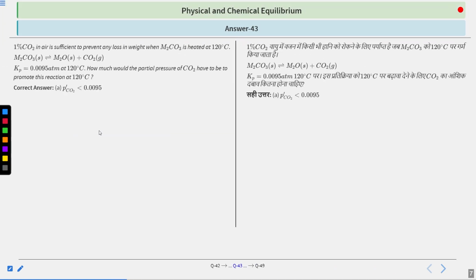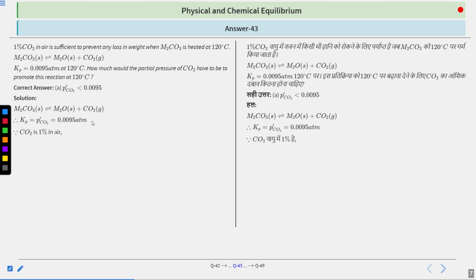For those who have solved it, the correct answer is A, P dash CO2, that is pressure of CO2 is less than 0.0095. Solution says that the given reaction is saying that our M2CO3, which is solid, is dissociating to give us M2O, a solid, and CO2, gaseous. Now Kp is equal to pressure of CO2. Why? Because all of the other entities are solid. So that is equal to 0.0095 atm.